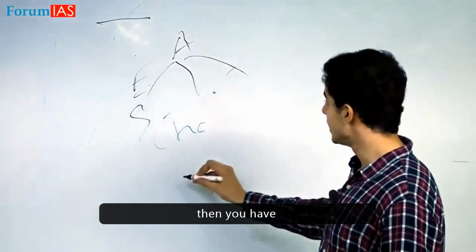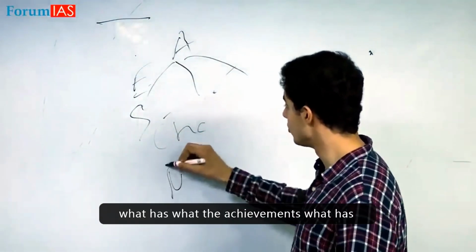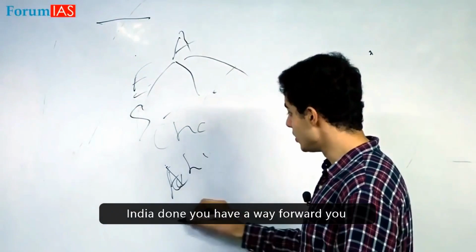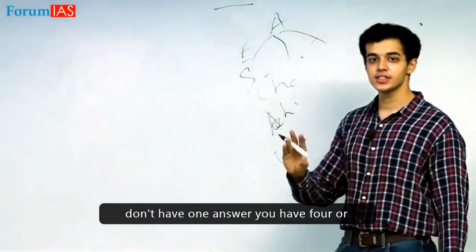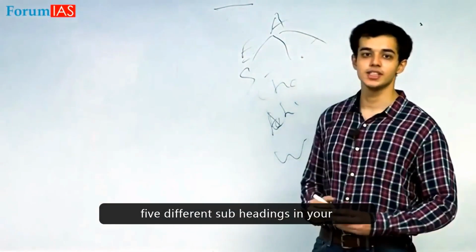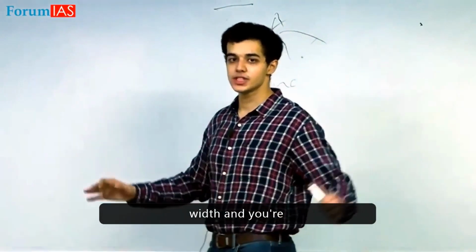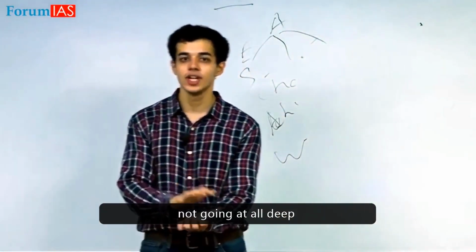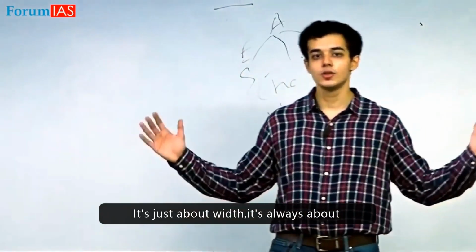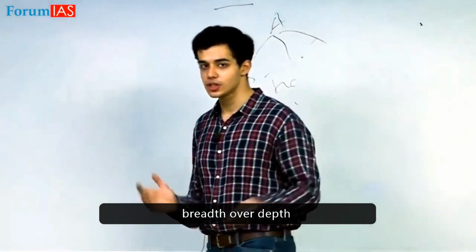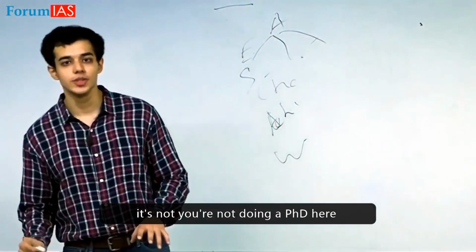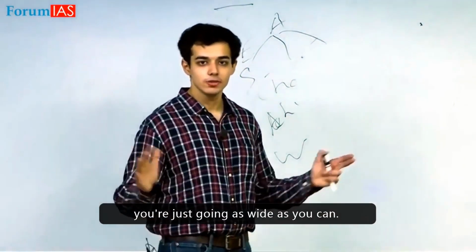Challenges, then you have what the achievements, what has India done. You have a way forward. You don't have one answer. You have 4 or 5 different subheadings in your answer, because you're covering a lot of width and you're not going at all deep. It's just about width. It's always about breadth over depth. You're not doing a PhD here. You're just going as wide as you can.